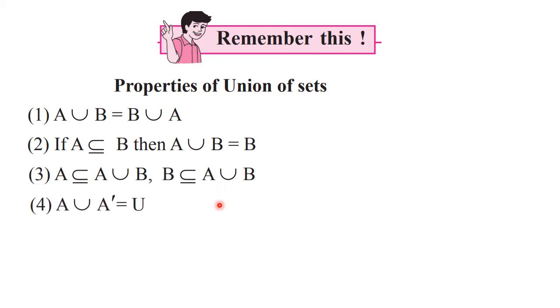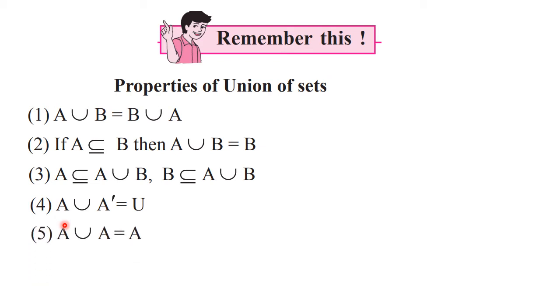Then the fourth property, A union A complement is the universal set. That means the set and its complement together form the universal set. When we studied complement, we saw that the complement is nothing but the set of elements where all the elements of U are present but no elements from A are present.